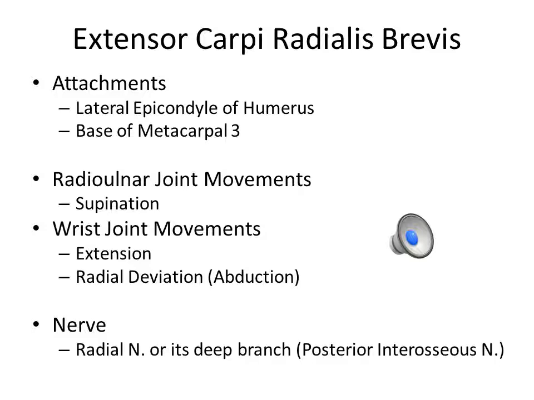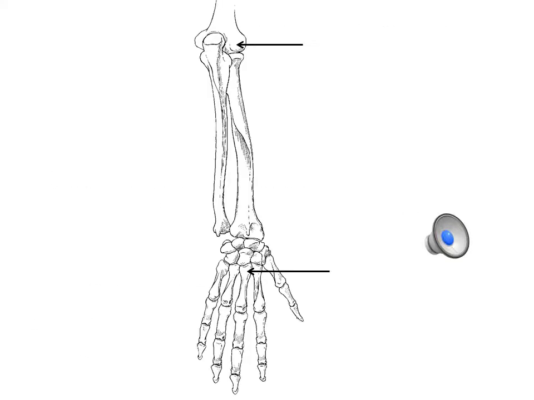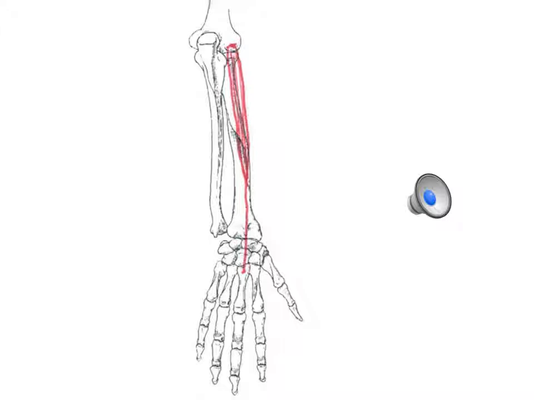Extensor carpi radialis brevis performs radial ulnar joint supination and wrist extension and radial deviation. The innervation of extensor carpi radialis brevis is the radial nerve or its deep branch called the posterior interosseous nerve. Pause the lecture to write in the muscle attachments and draw in the muscle belly. Remember, its muscle tendon is in compartment 2, which lies lateral to the dorsal tubercle. How does your drawing compare?